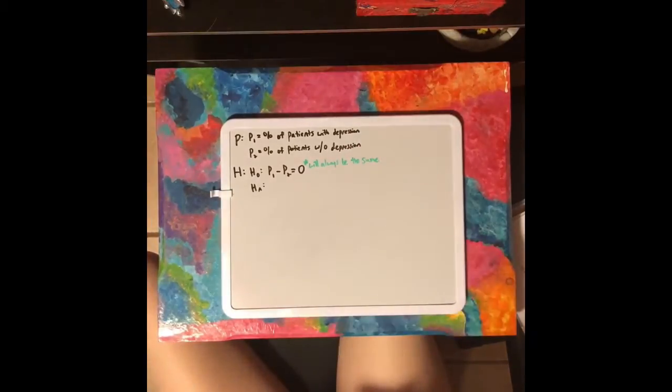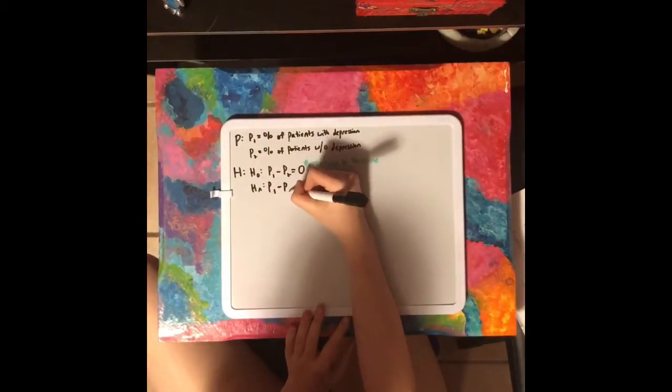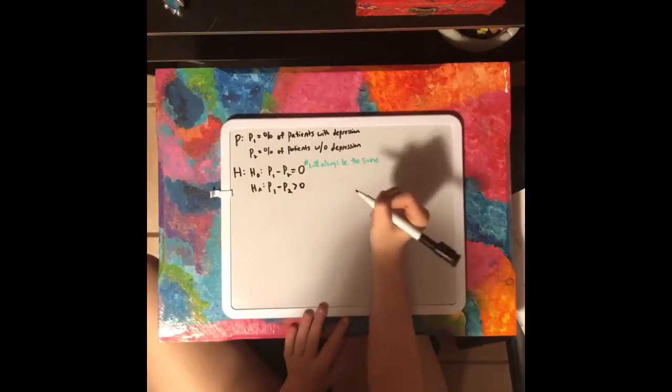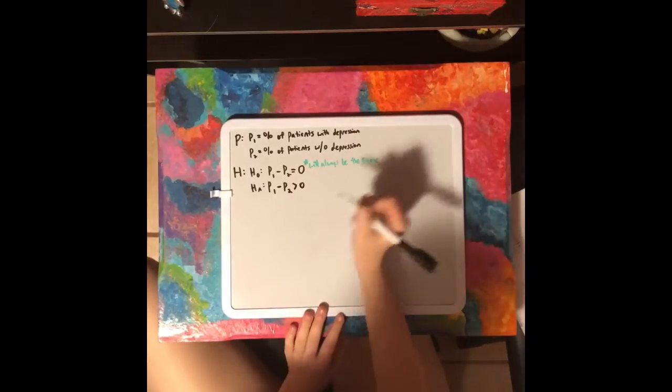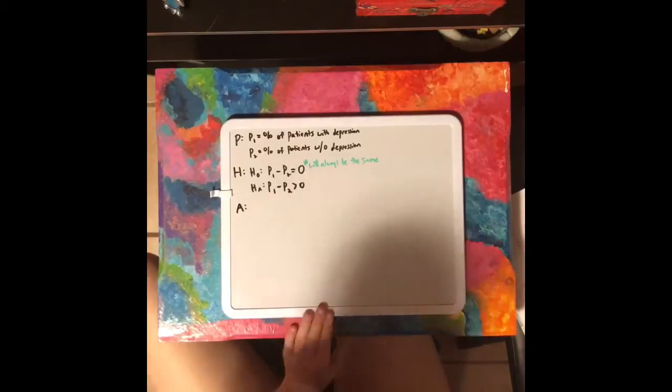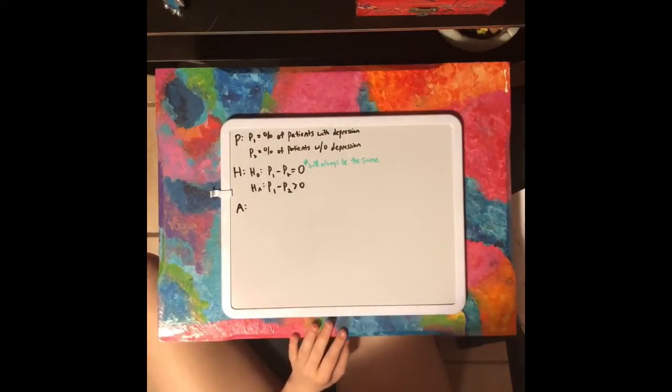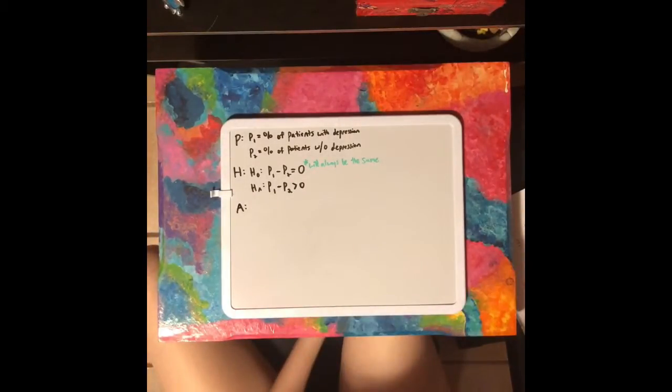Our alternative hypothesis will be P1 minus P2 is greater than 0. This means that a higher percentage of patients with depression died than the percentage of patients without depression. If your problem just asks whether there's a difference between the two proportions and not whether one is higher or lower, then you'll do not equal to 0, which I'll talk more about later.